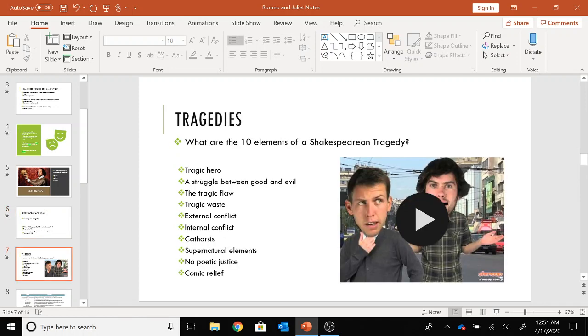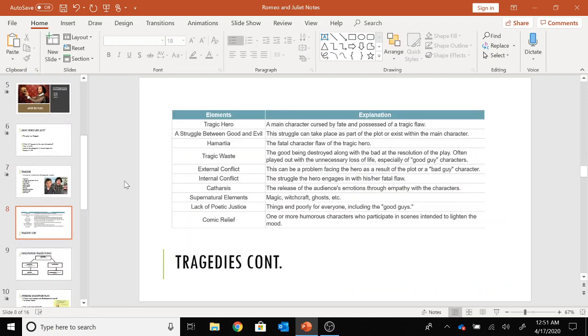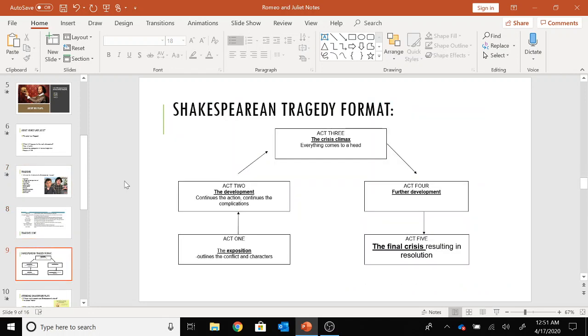This video here is very helpful. Be able to identify and know what these 10 elements are. You may have to identify all 10. You may have to give an example of one or more of these elements. Be able to do that and provide the line number. Here these elements are just broken down and defined for you.